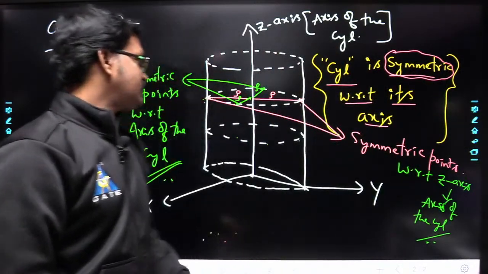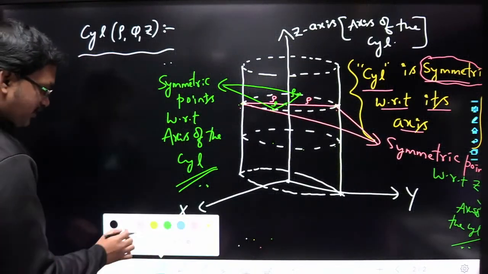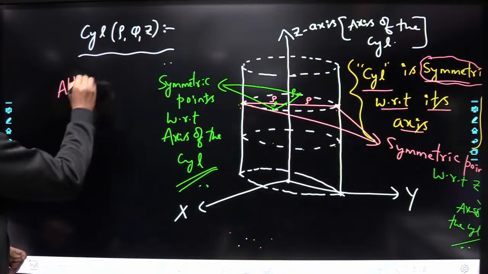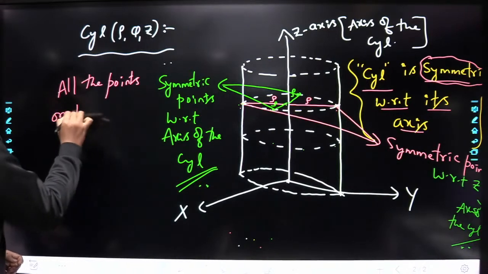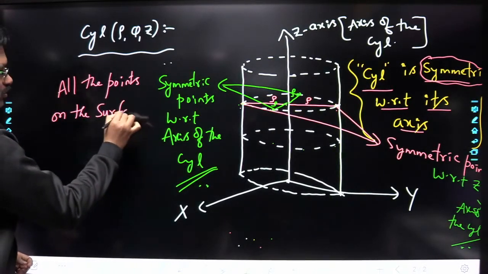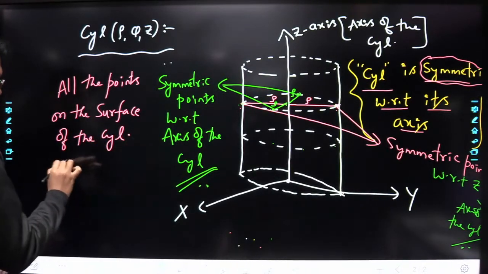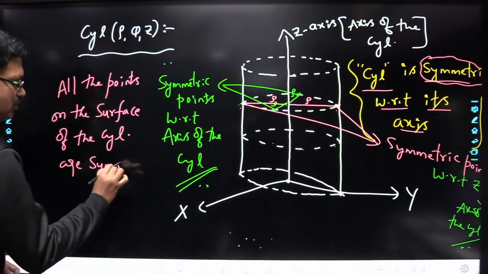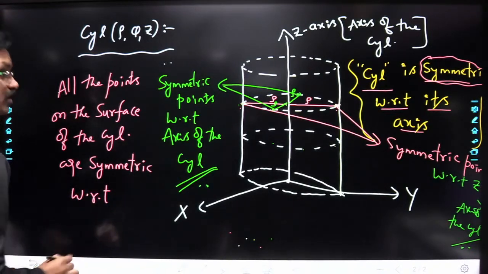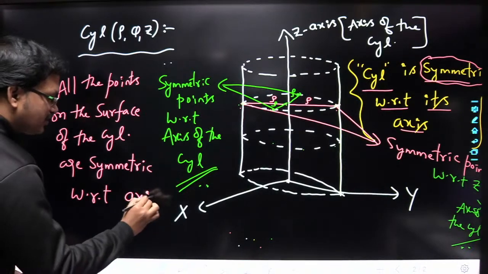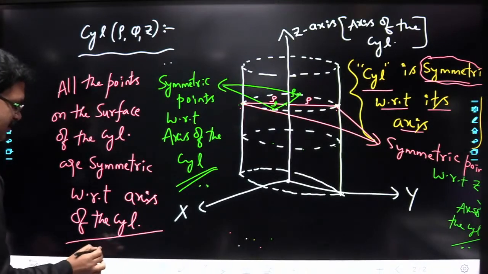Okay, so I hope it is clear here. So symmetric points, I will give that point here. Note down this point: all the points on the surface of the cylinder are symmetric with respect to the axis of the cylinder. This condition will not be satisfied here.